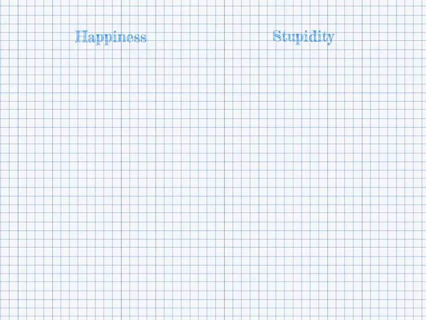So next activity, I'm going to draw a graph. We've got happiness and stupidity over here. So I'm going to work out happiness and stupidity. So I've already got my lines in here. This is my graph. I'm going to move happiness to here, and stupidity over.